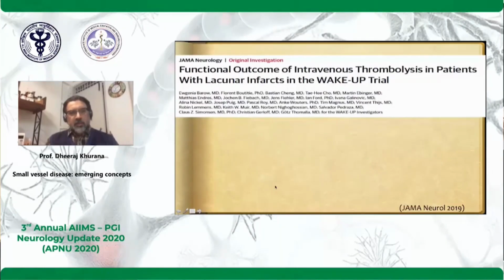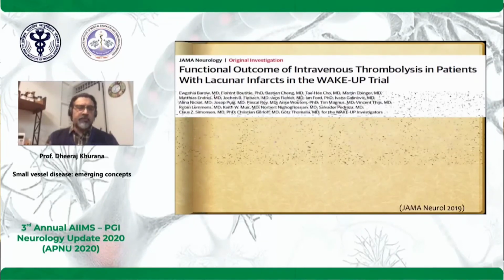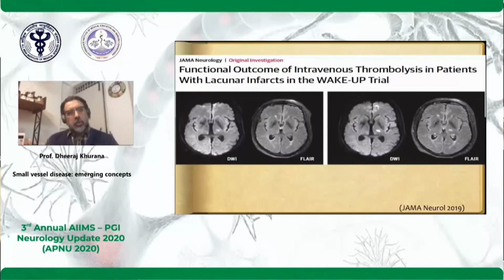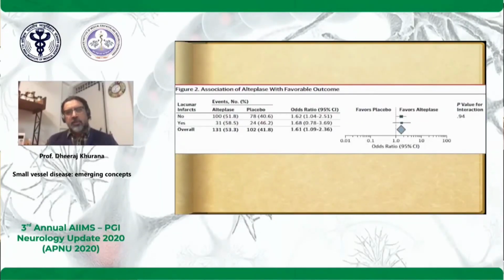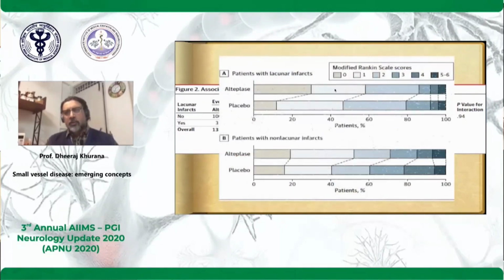And the WAKE-UP trial, you're all aware of, shows benefit using a FLAIR diffusion mismatch. It did show a benefit towards TPA or thrombolysis in lacunar stroke. So we have enough accruing evidence. If you look at the shift analysis, the MRS 0, 1 to 2 is bigger than the placebo, and it's almost paralleling the patients with lacunar versus non-lacunar strokes.